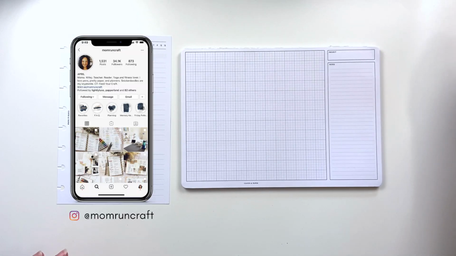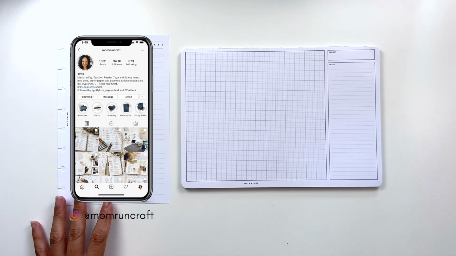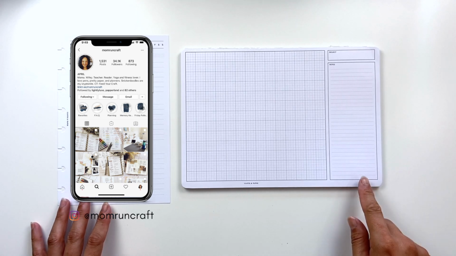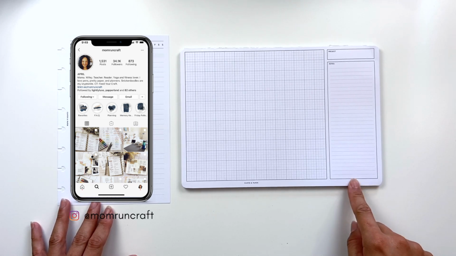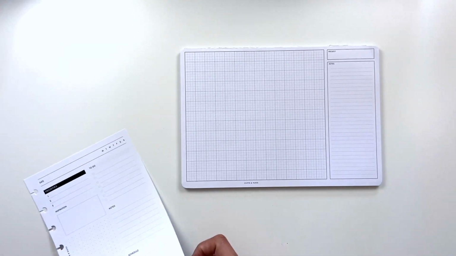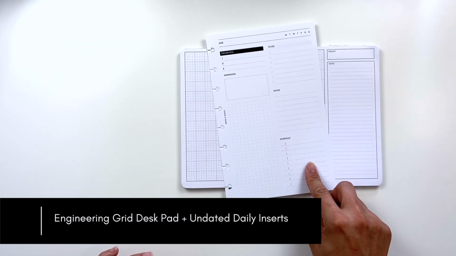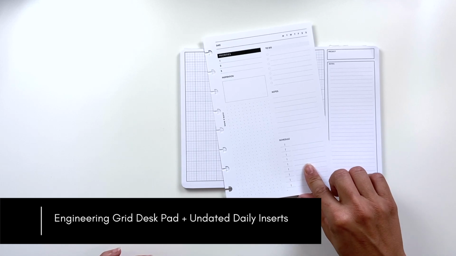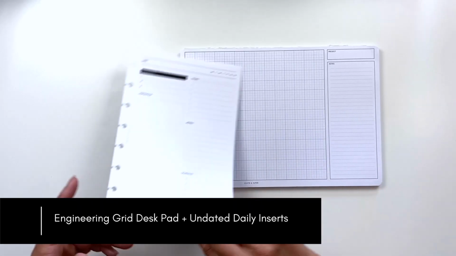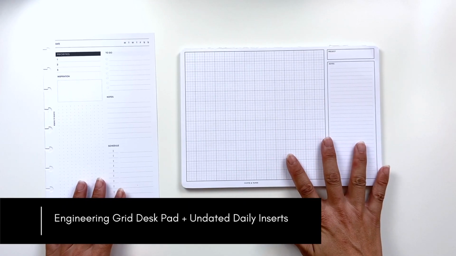This is April from Mom Run Craft, and I am here today to show you how to use the cloth and paper architect pad and daily inspiration page to help prepare and organize for long distance learning.